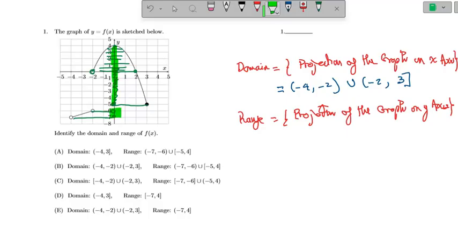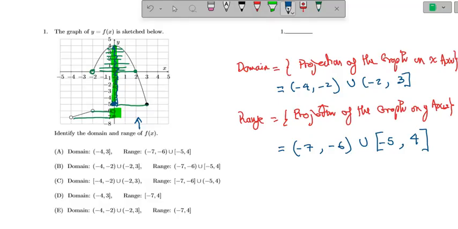Okay, so for the range, we always start from the smallest number to the largest. So I'm going to start with -7 first, open, comma, -6, open, and then I'm going to put the other part, which starts with -5, and -5 is closed, and you're going to go all the way to 4, and 4 is closed.